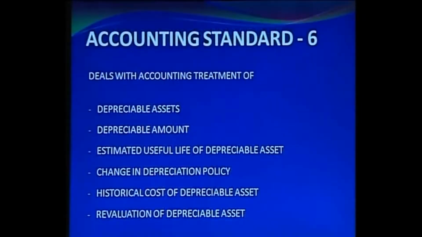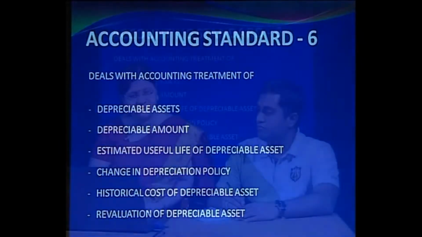Now, we shall learn in detail accounting standard 6. Let us have a look at what accounting standard 6 deals with. There are a lot of accounting treatments accounting standard 6 is dealing with. First is depreciable assets, second is depreciable amount, then estimated useful life of depreciable assets, change in depreciation policy, historical cost of depreciable assets and revaluation of depreciable asset.